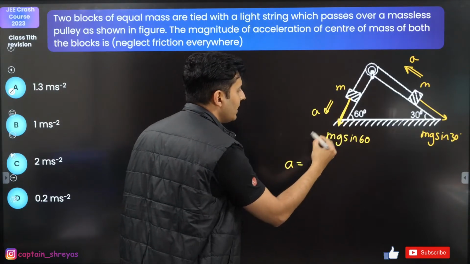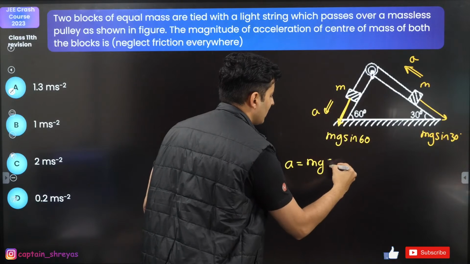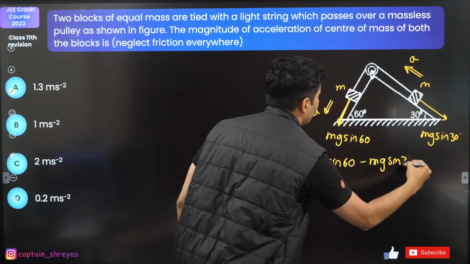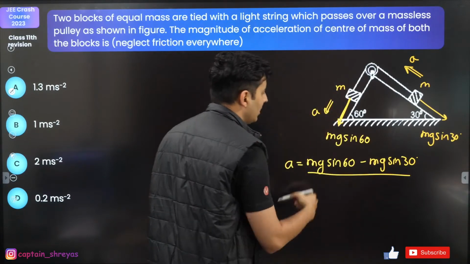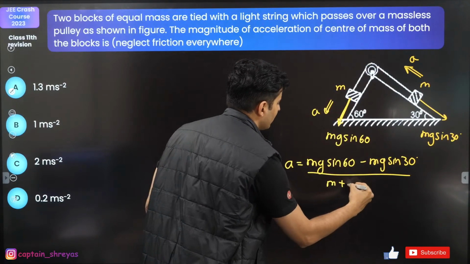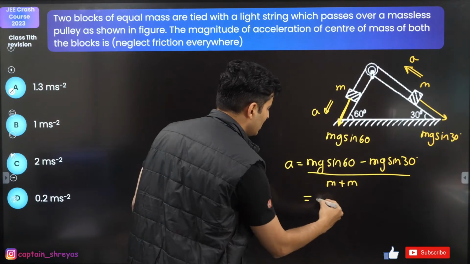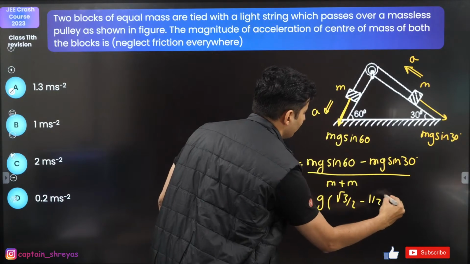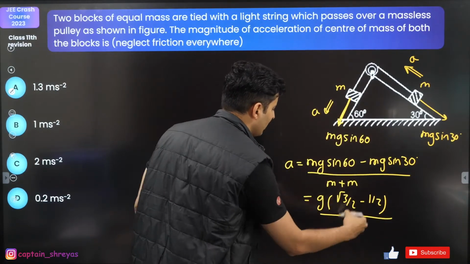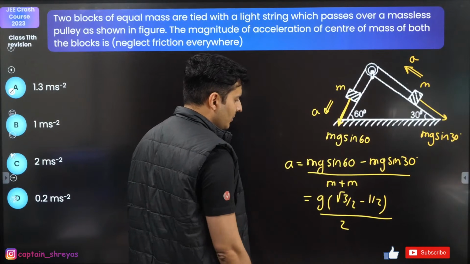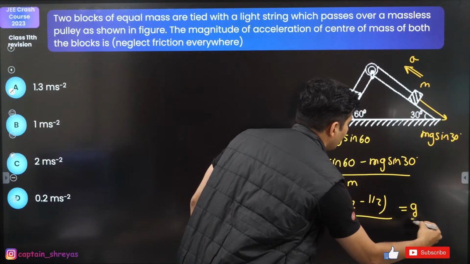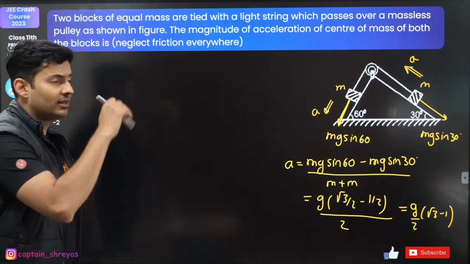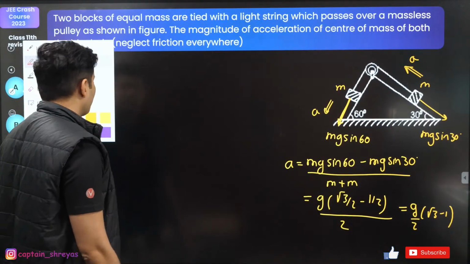So acceleration will be the bigger force, that is mg sine 60, minus the smaller force, which is mg sine 30, the whole thing divided by the total mass, which is m plus m. So this will become g common. Sine 60 is root 3 by 2 minus sine 30 is half. The whole thing divided by 1 plus 1 is 2. m gets cancelled. So this will just become g by 2 into root 3 minus 1 is the value of the acceleration. Now observe, guys.